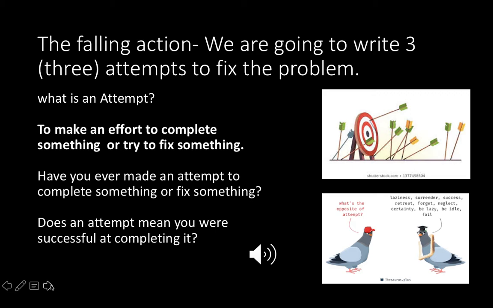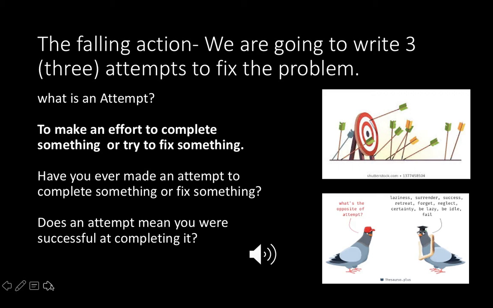So what we're going to do is work on our falling action, and the falling action is when we fix our problem. In order to do that, we first need to understand what an attempt is. Well, what is an attempt? It's defined as to make an effort to complete something or try to fix something. So an attempt is when we try to change or fix something that maybe we couldn't do before.